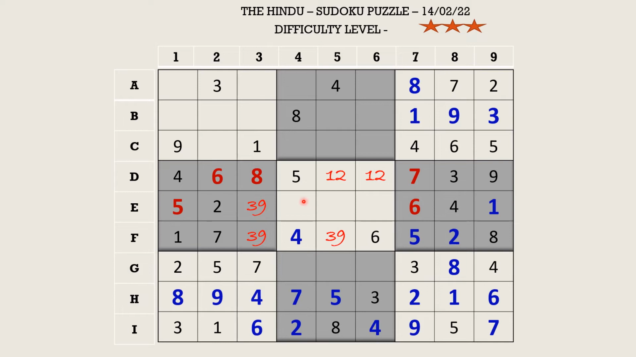So let's try to fill the central block. There is 8 in column 4 and then 8 in column 5 which blocks these two cells. So 8 goes in E6. There is a 7 blocking this cell. So E5 takes 7 and there are two missing numbers 3 and 9. So let's fill E4 with 3, 9 pair.